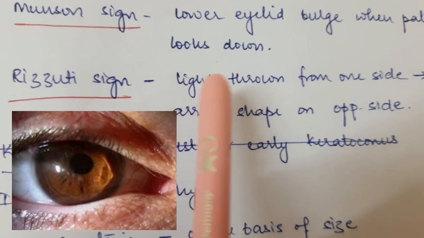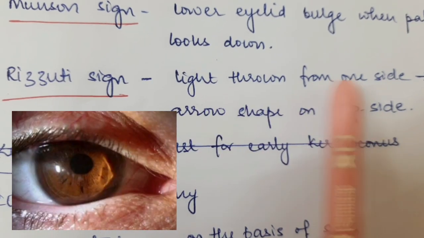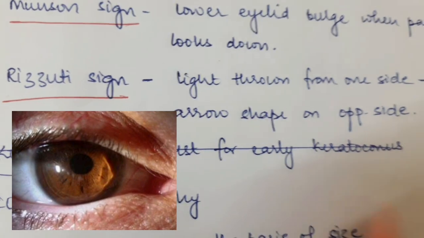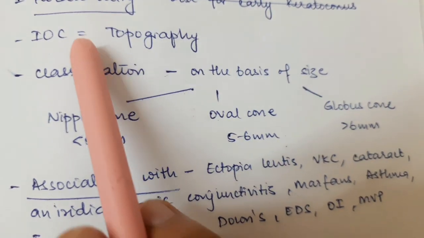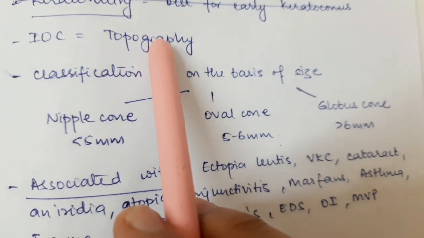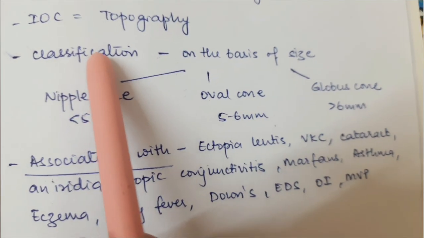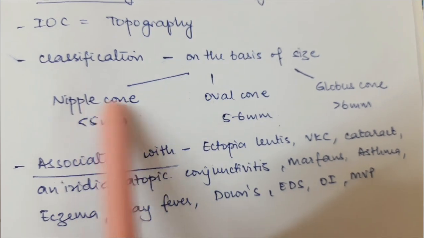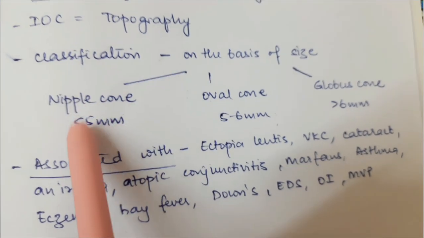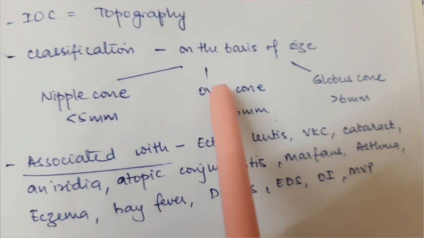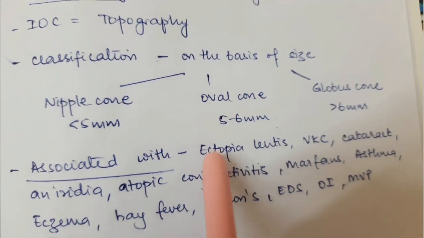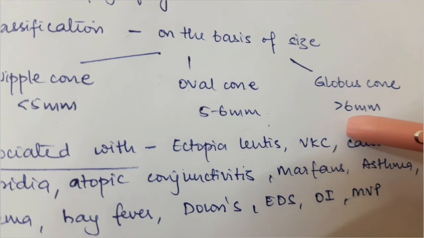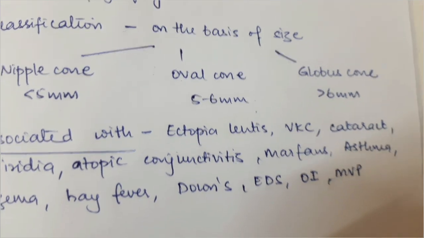In Rizzoti's sign, when we throw light from one side of the eye, it leads to formation of an arrow shape on the opposite side. The overall investigation of choice is topography. Keratoconus can be classified on the basis of size. It can be called a nipple cone deformity if the size is less than 5 millimeters, an oval cone deformity if it is 5 to 6 millimeters, and a globus cone deformity if the size is more than 6 millimeters.